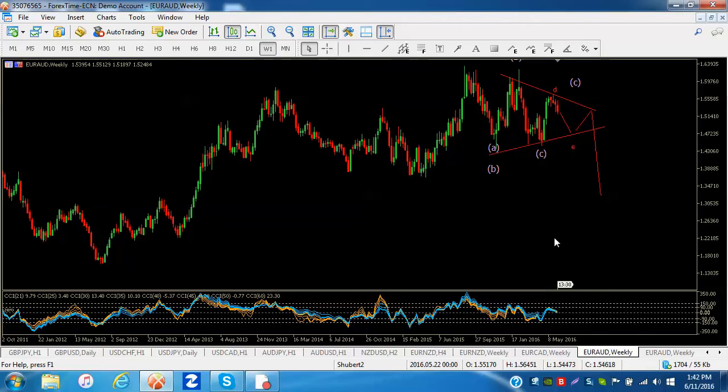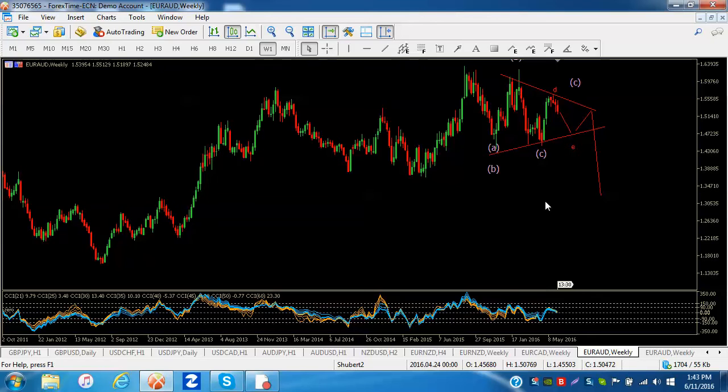Now there's different types of triangles. By far the most common is what you see here, which is the contracting triangle, but sometimes you have expanding triangles, which are pretty rare. I did see one on a pair recently, but I can't remember, so I didn't bother trying to look for it. But it's a very low percentage, probably 5% of the time you'll find expanding triangles.